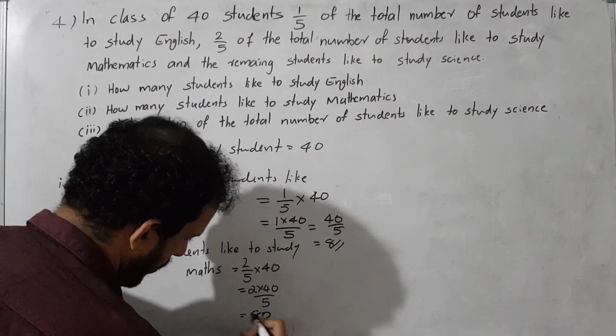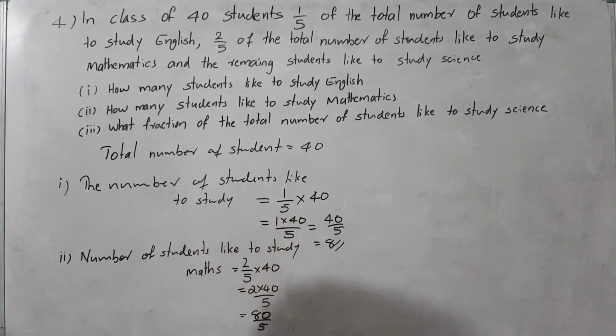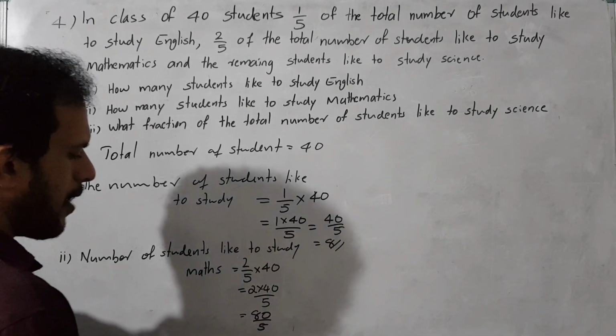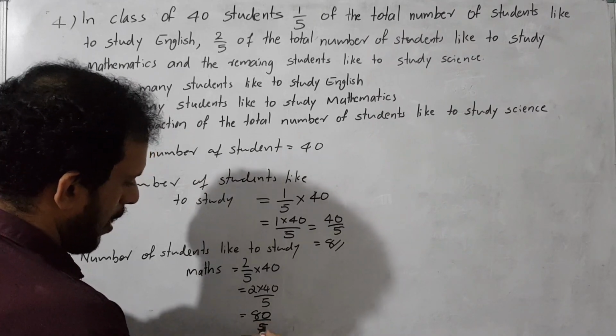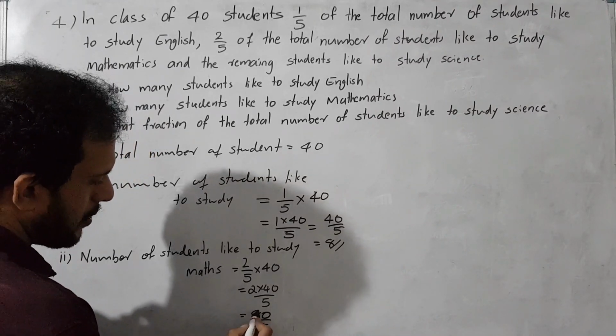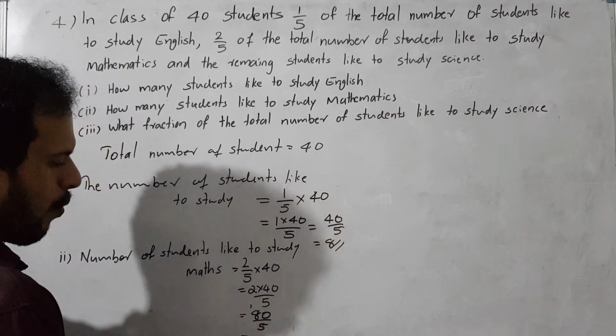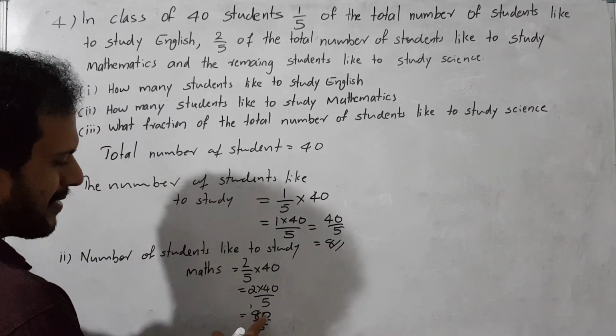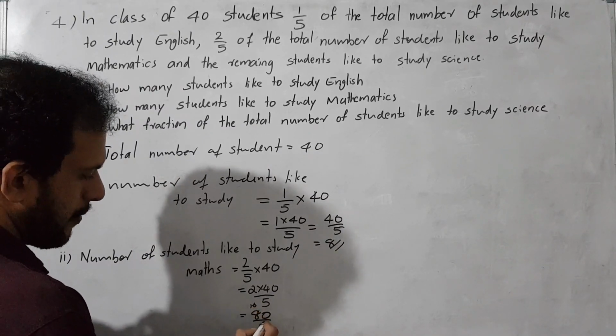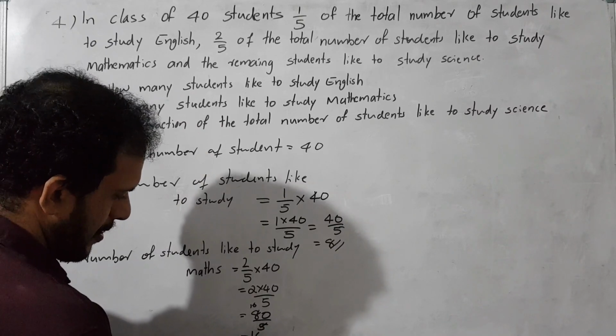80 by 5. Correct? Then what is 80 by 5? 80 by 5 is equal to, how do we divide? How many times does 5 go into 8? 1 time. Correct? Then 3 is the balance, 30. How many times? 16. So the answer is 16.